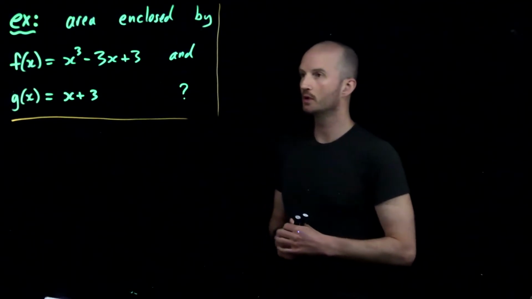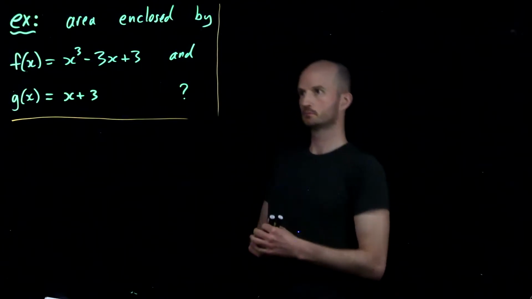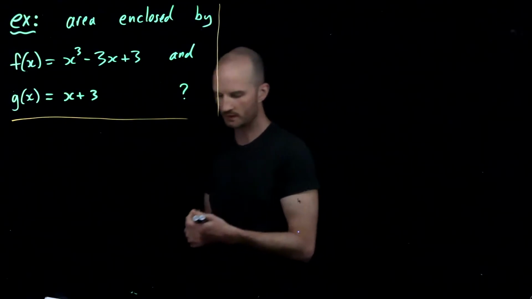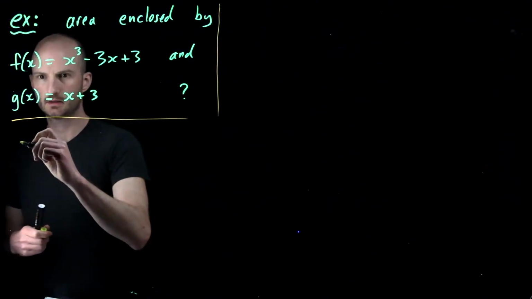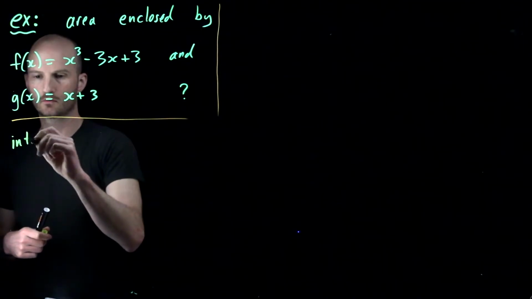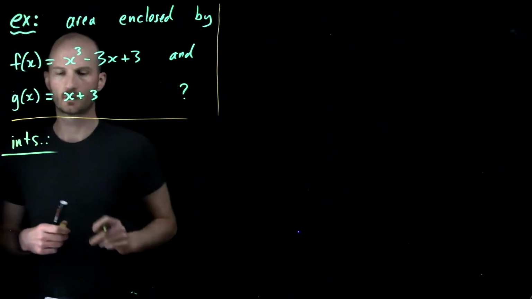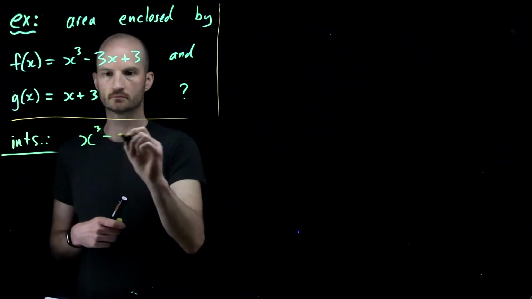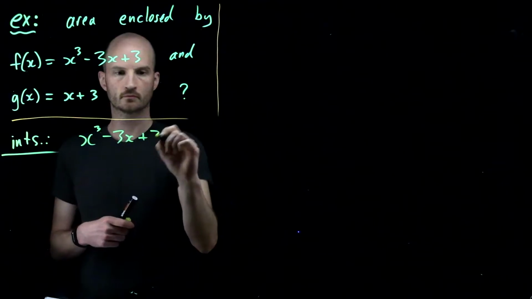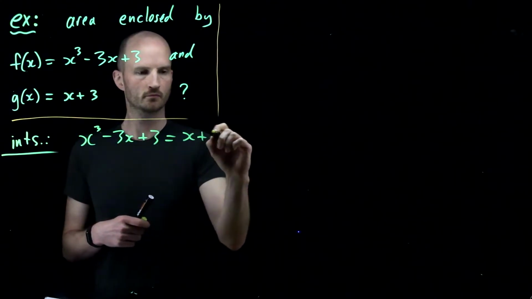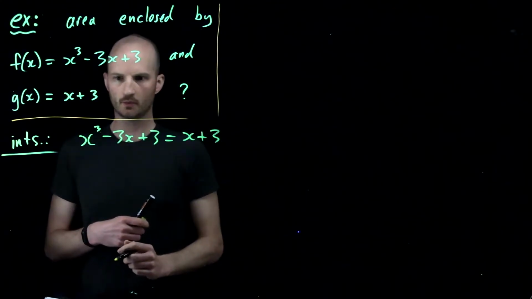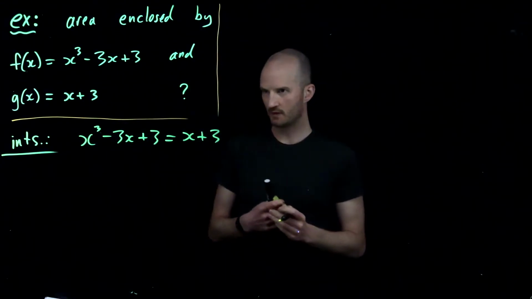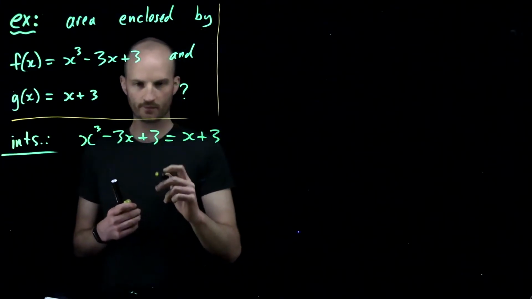Another example. Let's find the intersection points. So I set the two functions equal to each other, and I'm going to solve by factoring. So I bring everything to the left. What does that give me?